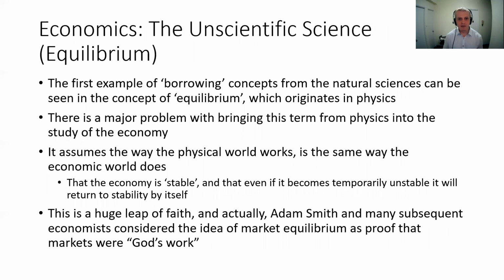So an example of borrowing a concept from the natural sciences can be seen in the concept of equilibrium, which originates in physics. Now, when we apply the concept of equilibrium to the economy, we see that there are some major problems when we borrow terms from the natural sciences, right? So firstly, the assumption here is that we assume the economy works the same way the physical world works, that the economy is a stable thing, and that even if it becomes temporarily unstable, it's going to return to stability by itself.